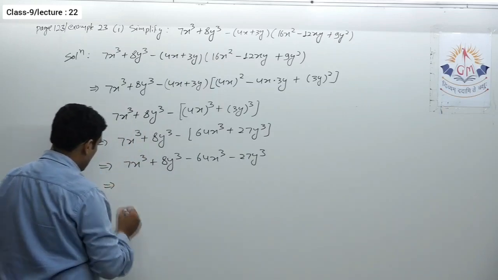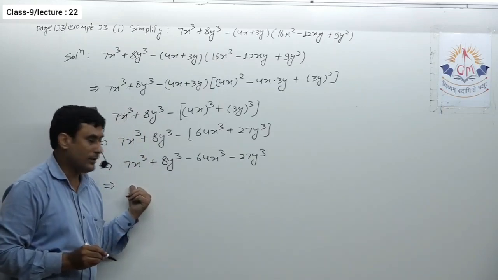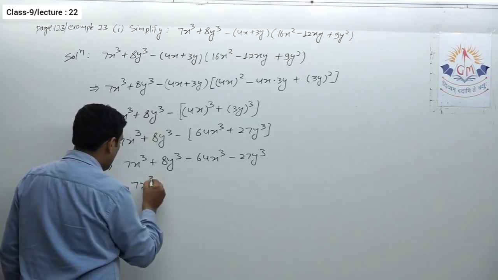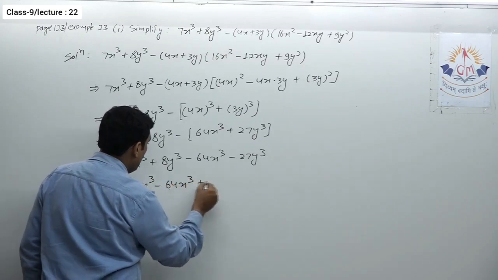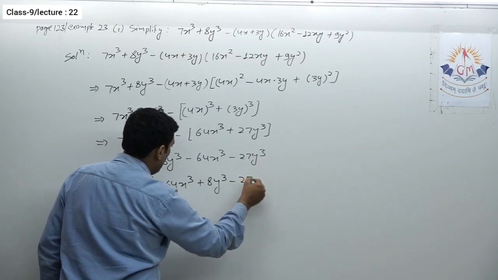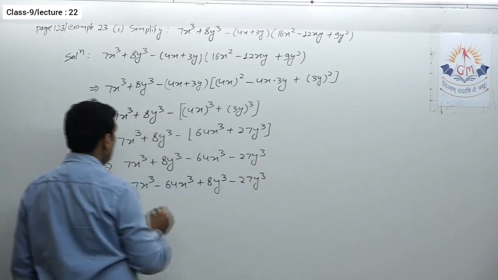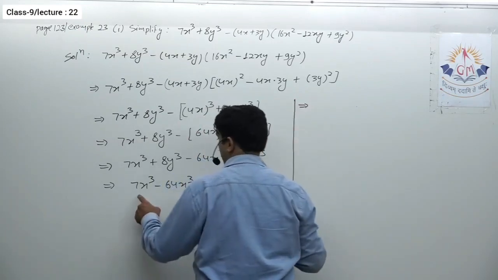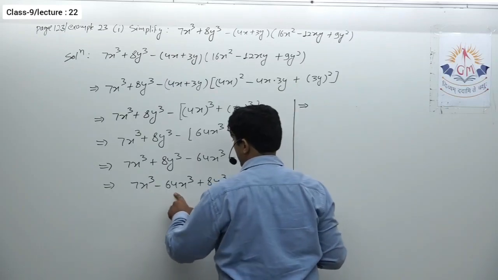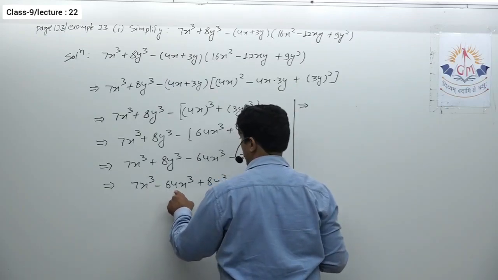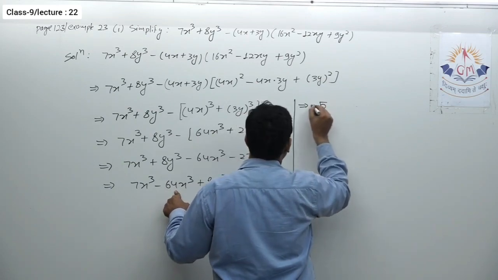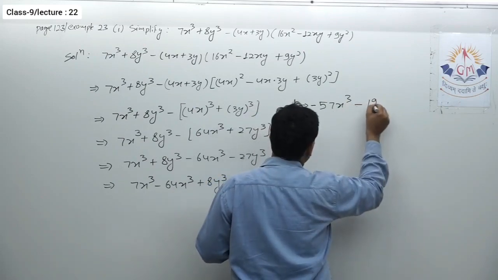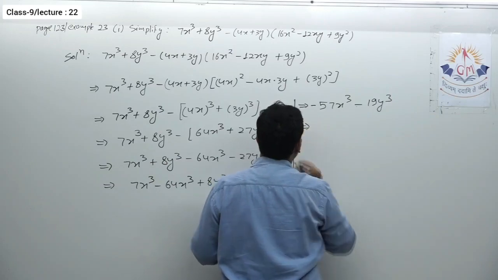Now there is still possibility to simplify this further. 7x cube minus 64x cube, 8y cube minus 27y cube. Okay, so further I am solving it over here. Now 7x cube minus 64x cube is minus 57x cube. Over here again minus 19y cube. So this is my almost final answer.